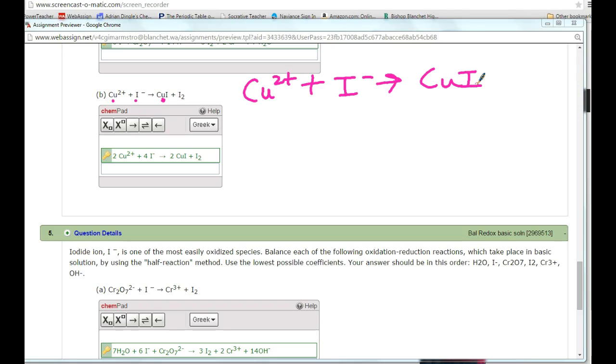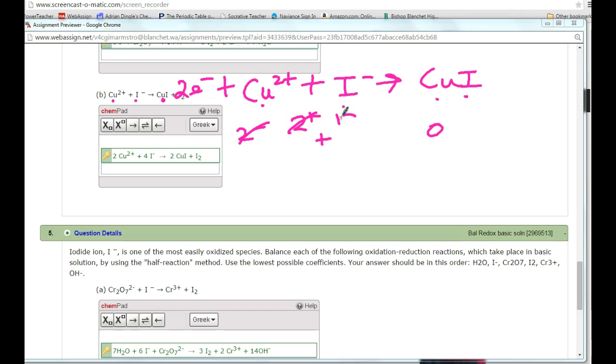So I have 1 Cu, 1 Cu, 1 I. The charge on this side is a 2 plus and a 1 minus, which adds up to a 1 plus. And over here we have a 0. So I believe we need to add 2 electrons, because a 2 minus would cancel that.